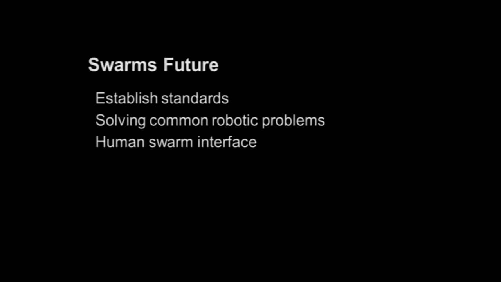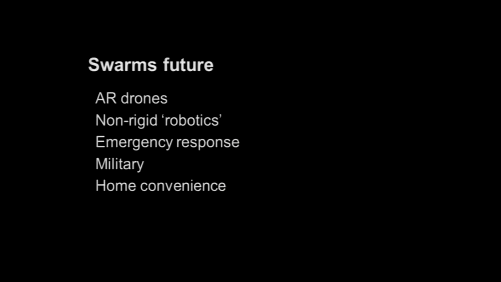And human swarm interfaces. It's great that we can get these things to go off and do their thing, but if they're doing the wrong thing, we don't want to have to take them all back to the lab, pull them apart and change their code to tell them that that's the wrong thing. We want to have some sort of interface that we can use to communicate with them. Some other interesting technologies that might relate to these. AR drones, obviously flying robots, fantastic. Non-rigid robots, there's weird robots I've seen that are powered by air pressure and memory foam alloys and stuff like that, so that could be very interesting. They've also got potential applications in emergency response scenarios, obviously in the military, and in home convenience.